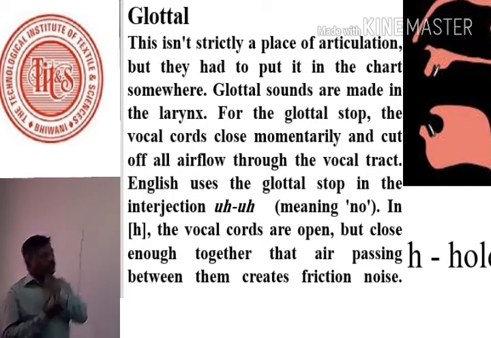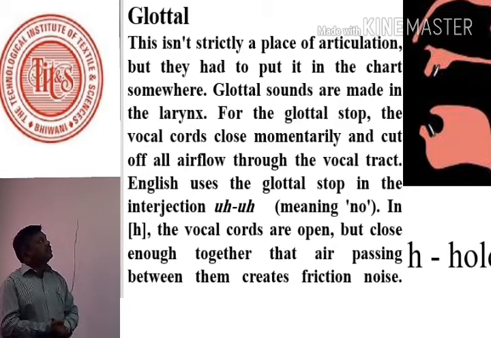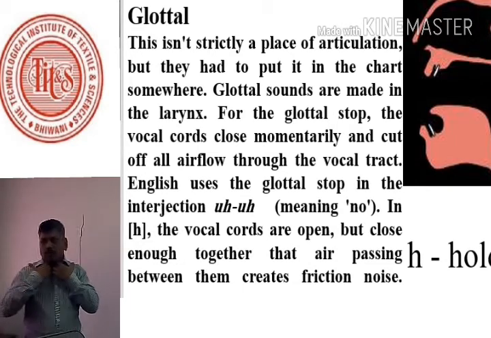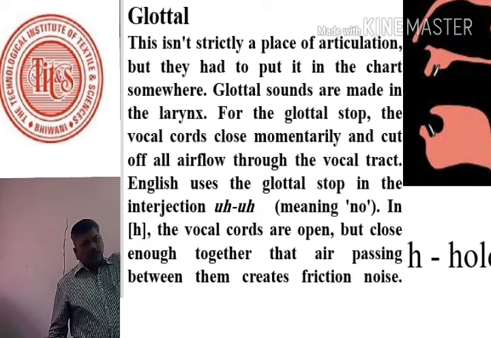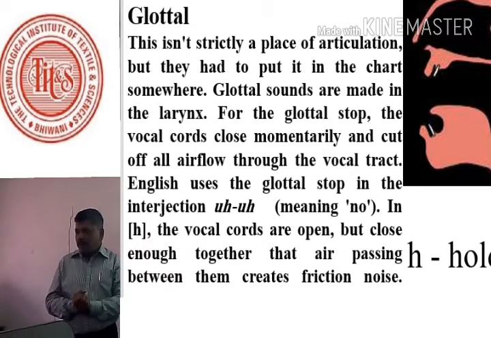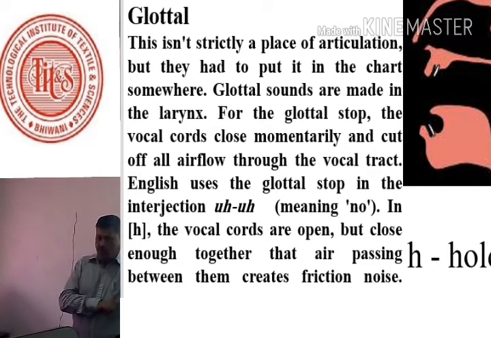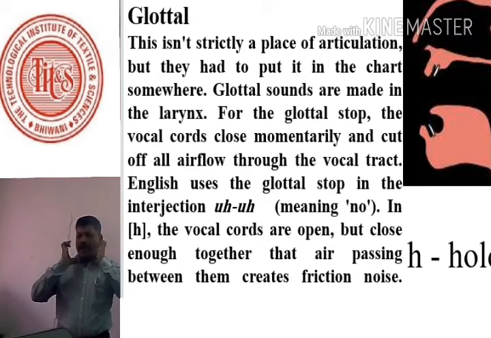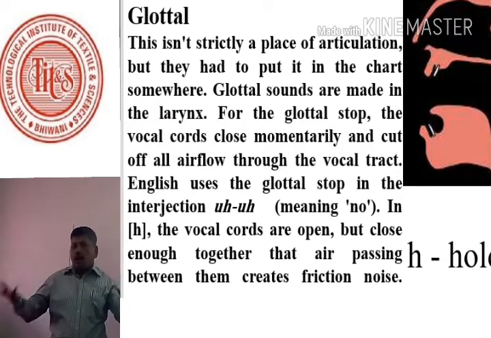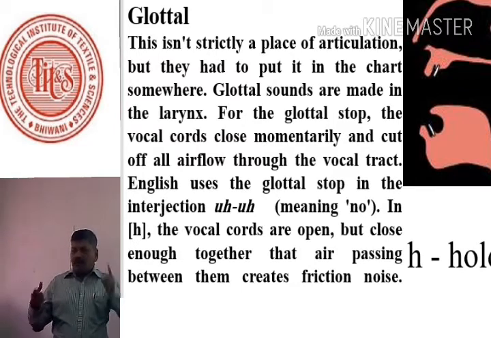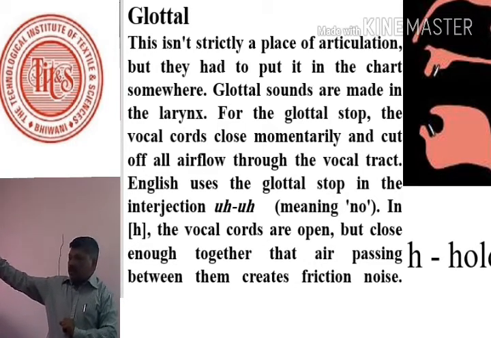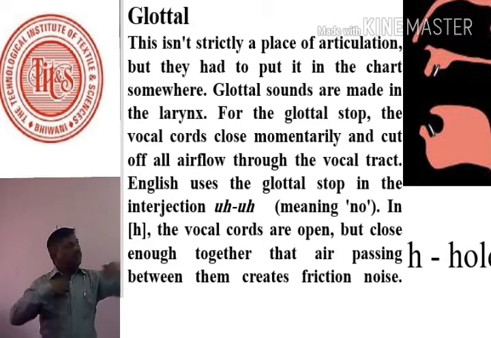Then there comes the "ha" sound, a glottal sound. This is not strictly a place of articulation, but they had to put it in the chart somewhere. You can say the air passage is wide open and the harsh sound is coming out. Did you notice? In the production of vowels, monophthongs or diphthongs, there is no complete blockage of the air. But here, "ha", see, the passage is open. "Happy." And air is coming out. And probably that is why "h" is a semi-vowel. Why? No air is being blocked anywhere.